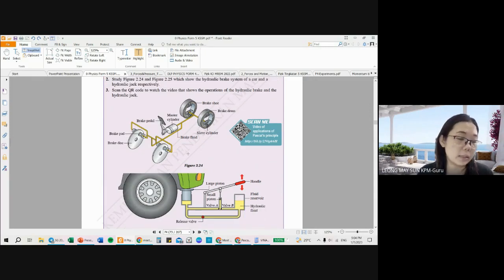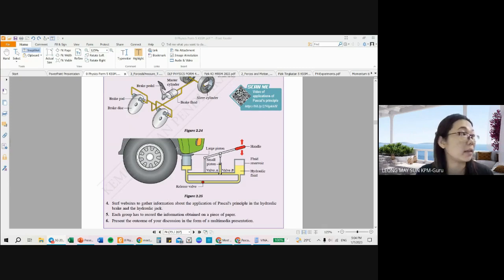It's the braking system. It uses hydraulic fluid. The second part of it is the jack that they lift up. It's the jack that lifts up cars during an emergency or when they're trying to fix the tires or whatsoever. So these are two applications of hydraulic fluid.